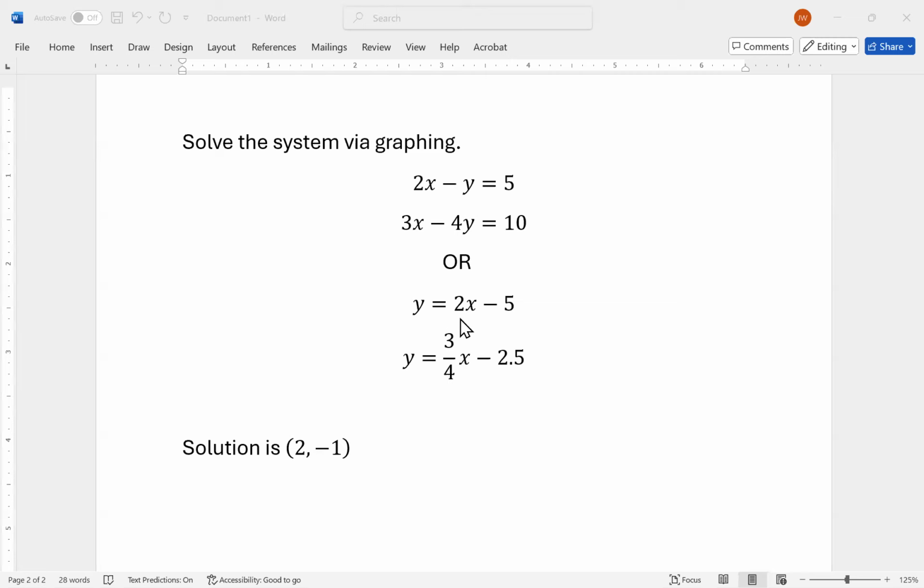So whether you write the equations like the original or you write the equations in slope-intercept form, we get the solution of (2, -1). And that's it. So for graphing, you either use a graphing calculator, or you can graph by hand if you'd like, but we're just looking for where those two lines intersect.